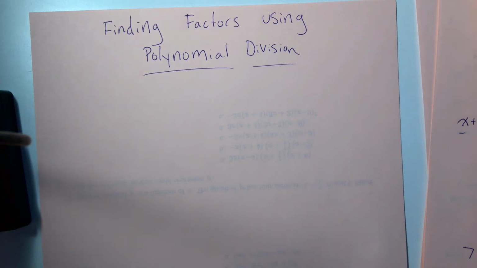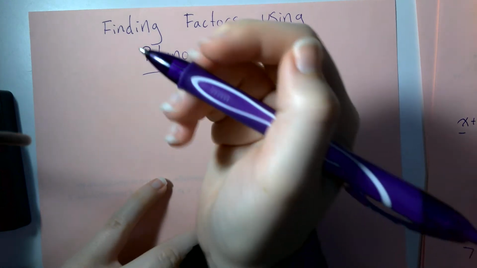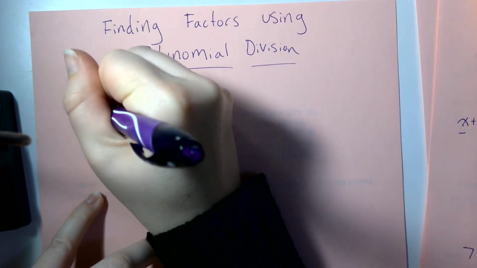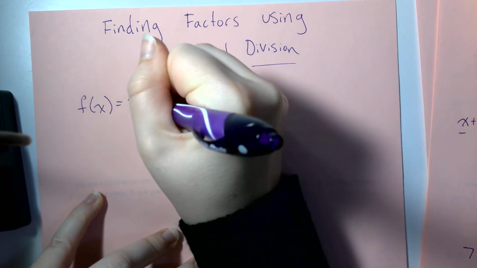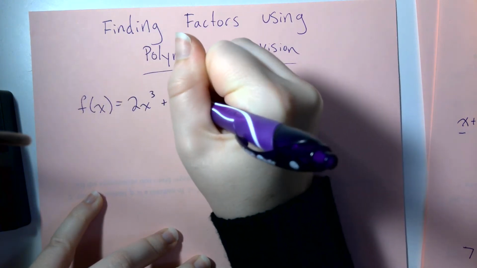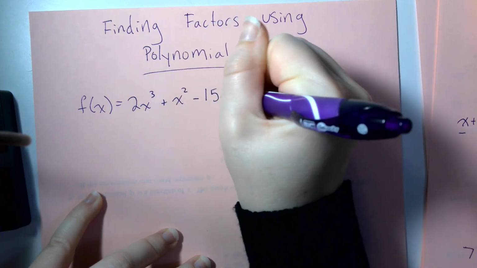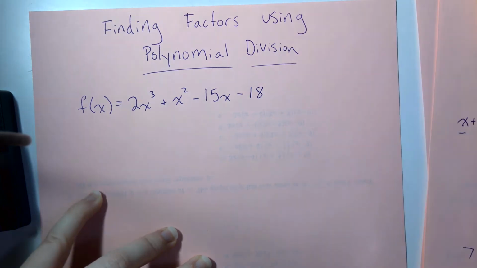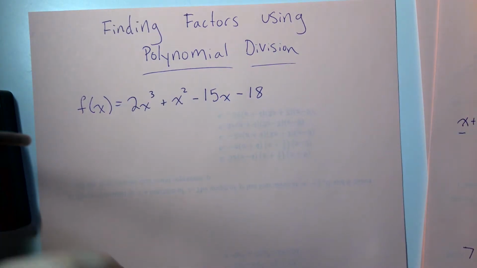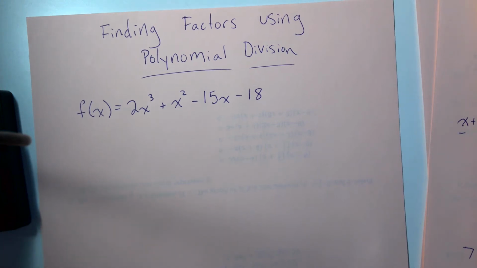So in this video, I'm going to talk about how we can find factors of a polynomial using polynomial division. This is one situation where you would use polynomial division. Let's say, for example, we're given the function f of x equals 2x cubed plus x squared minus 15x minus 18. Now, if I were to tell you to factor that, it would be pretty difficult to do in the same way that we would factor simpler quadratic equations.